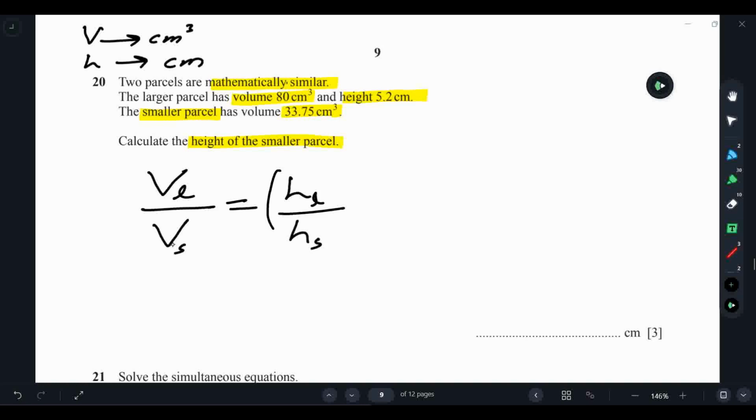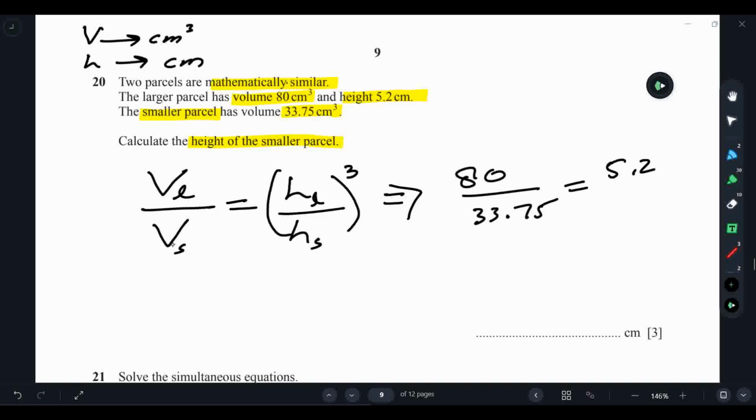So what we can do is take the cube over here. If we compare the area with the length, we have to take the square. But if we are comparing the ratio of the volume with the length, we have to take the cube over here. Now just put the values here. Volume of the larger one is 80 divided by volume of the smaller one is 33.75 is equal to height of the larger parcel, 5.2, over height of the smaller parcel, which we don't know.